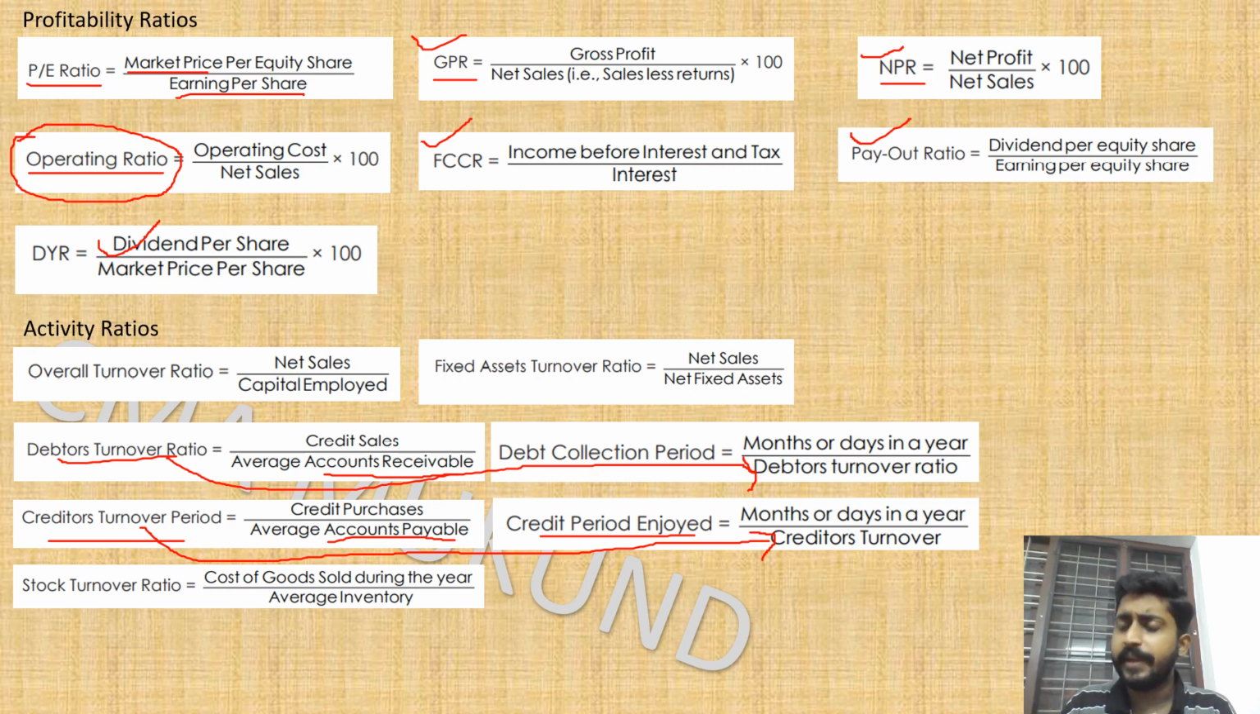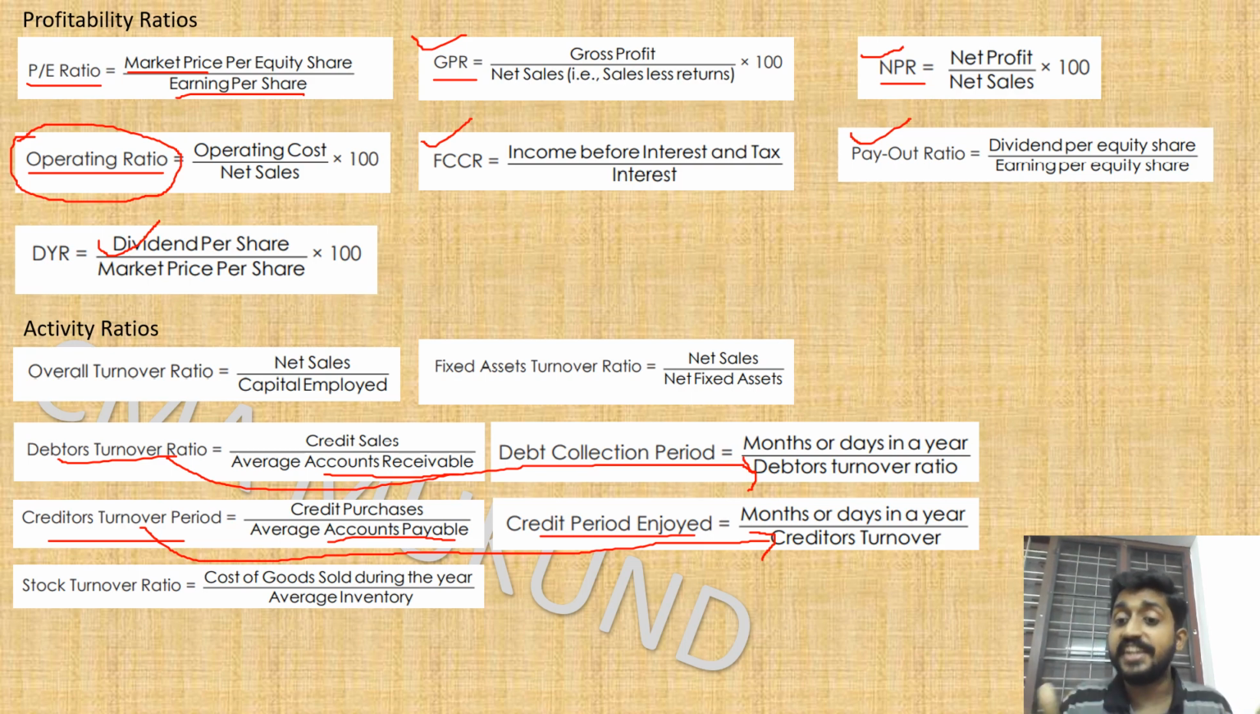If the credit period enjoyed is very high, it means you may not be promptly paying the vendor, but it may be good also because your cash flow is not affected. If you are going to pay them as late as possible, then it is good for you. But as per the terms and conditions, you should have paid.